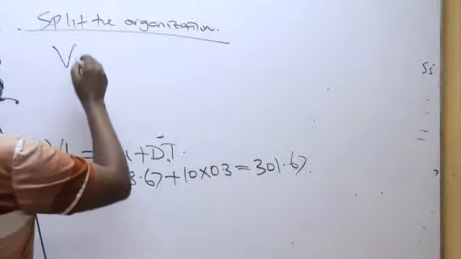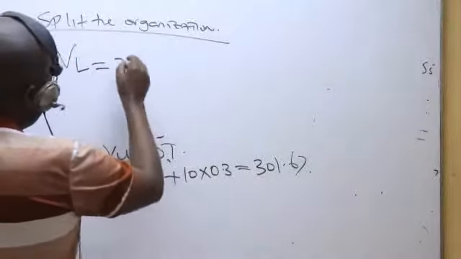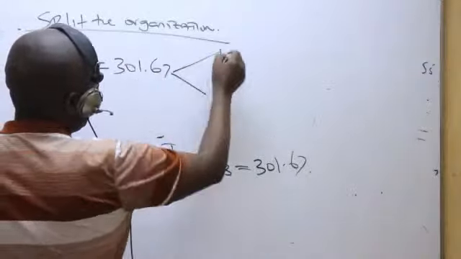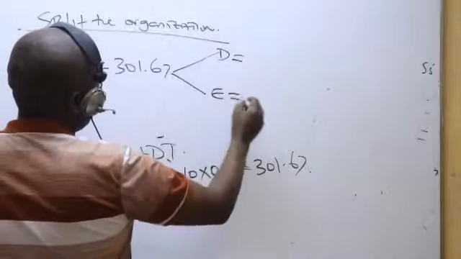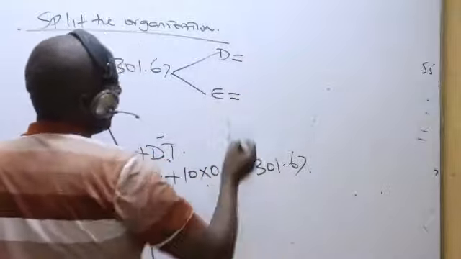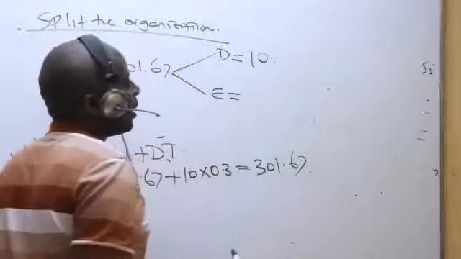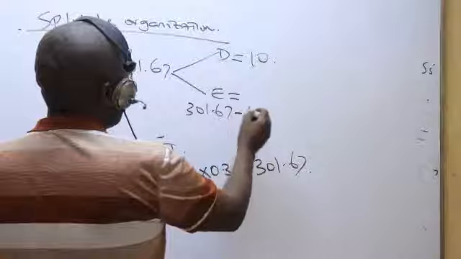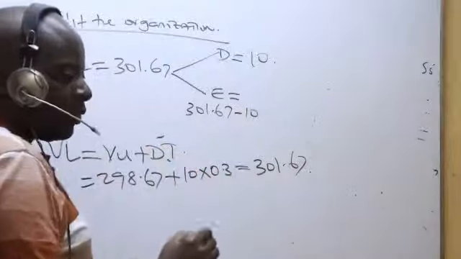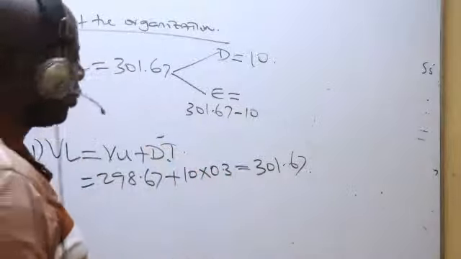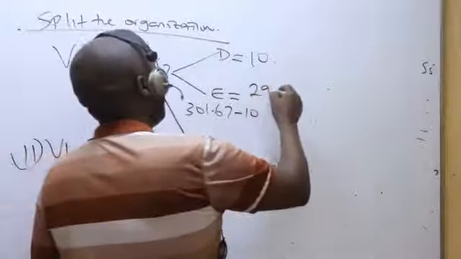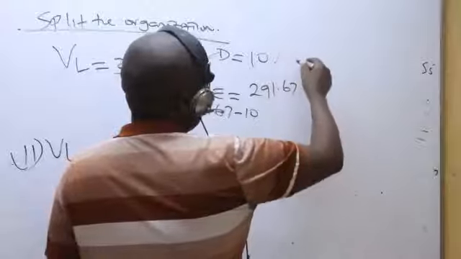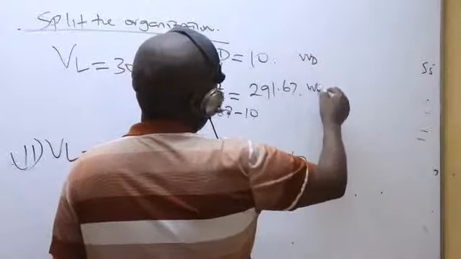So the value of a levered firm is 301.67. I'm splitting it into debt and equity. Debt will always be provided. In this particular case, debt is 10. So equity will be 301.67 minus 10, which gives us what figure? 291.67. So out of this, upon splitting, I should be able to get the weights.